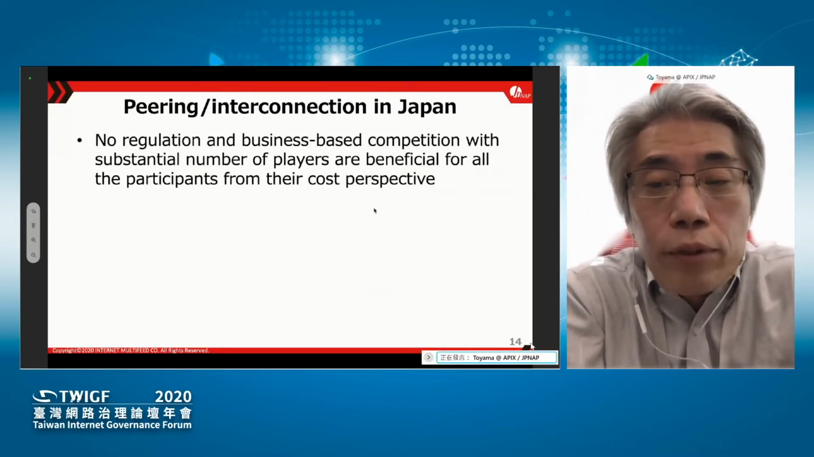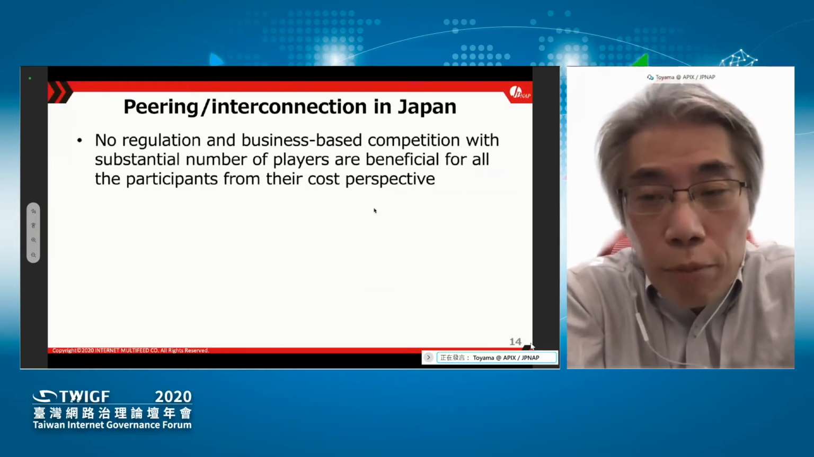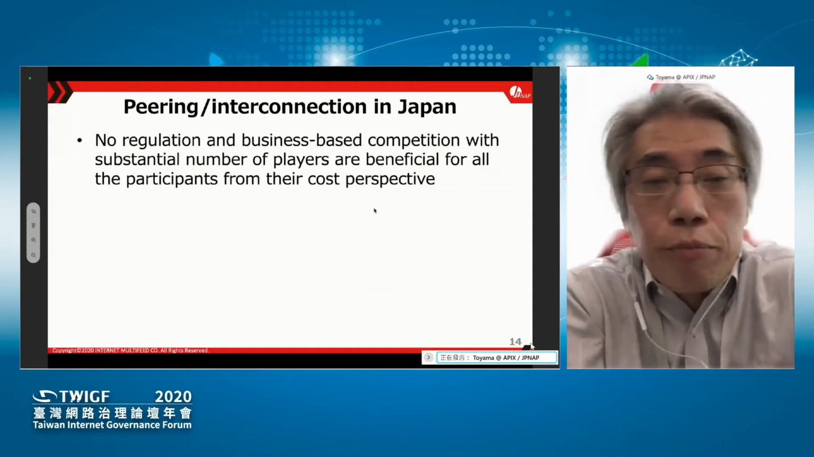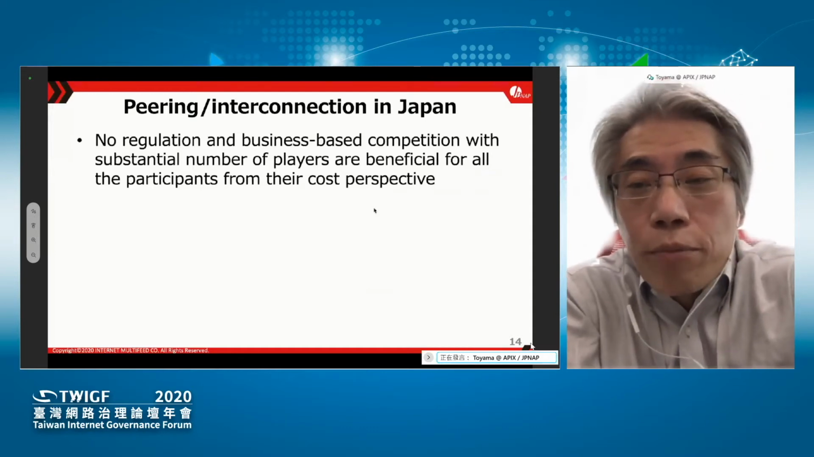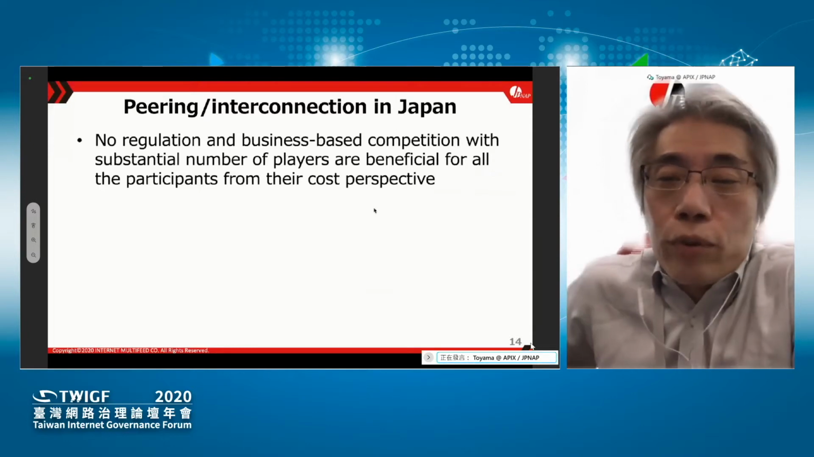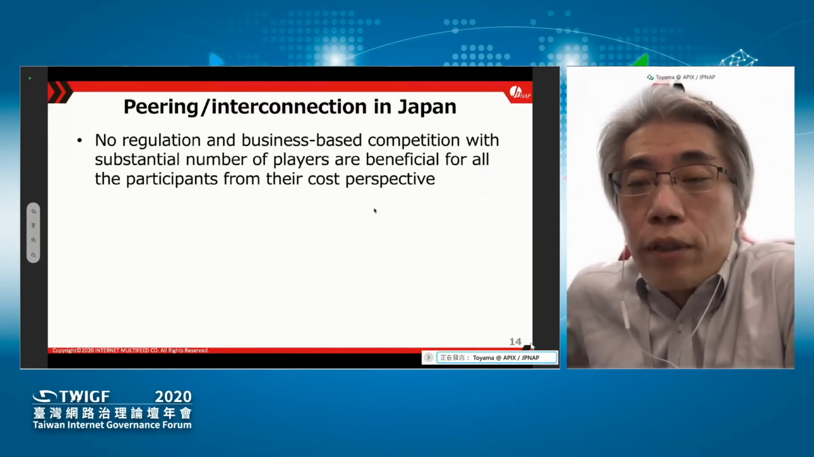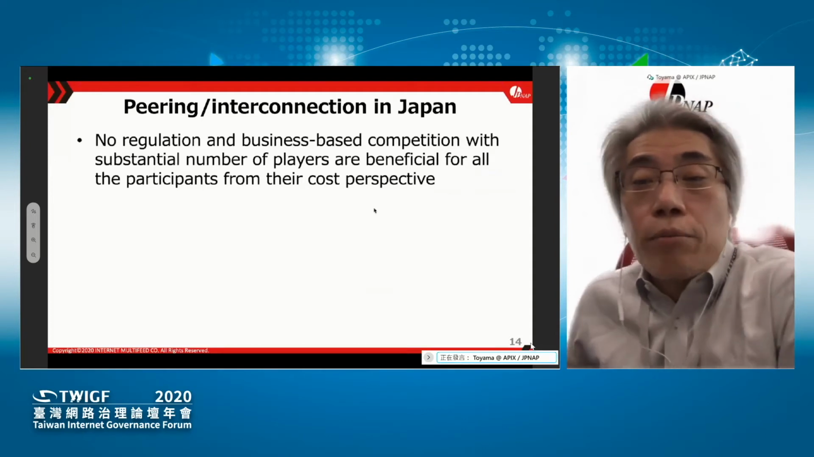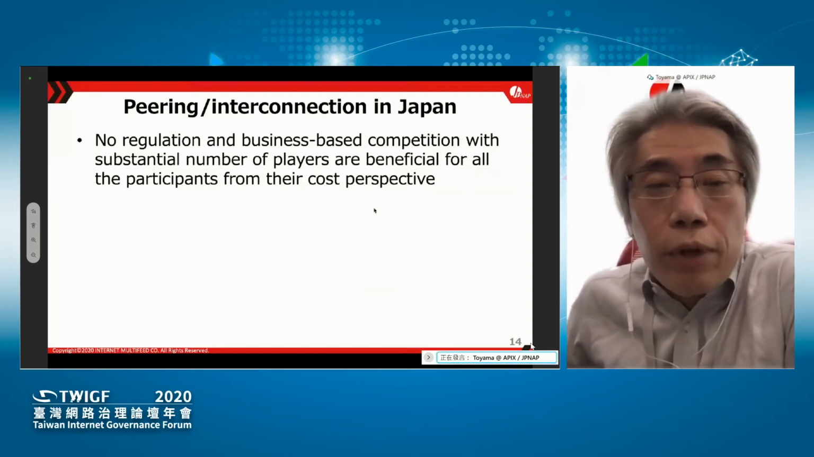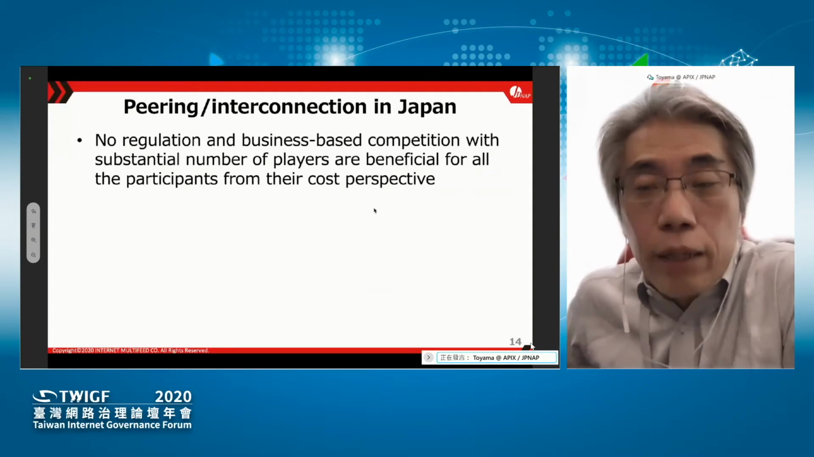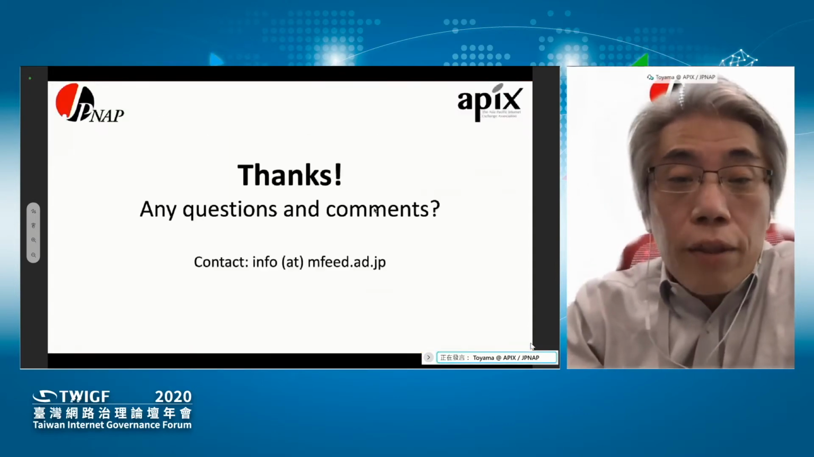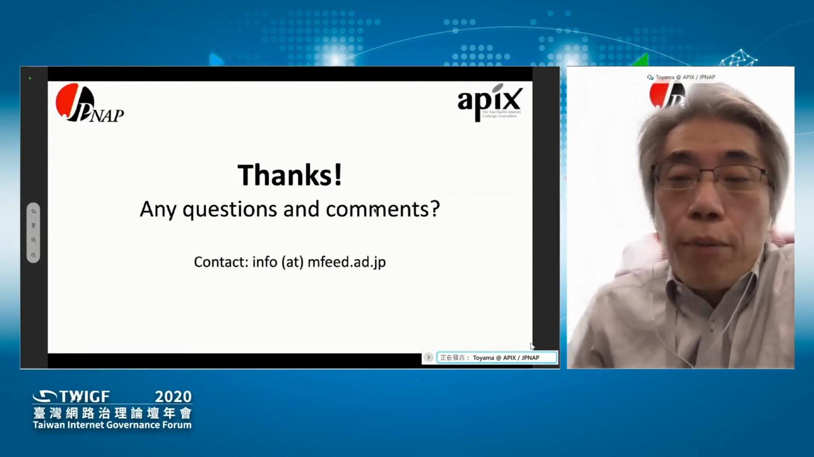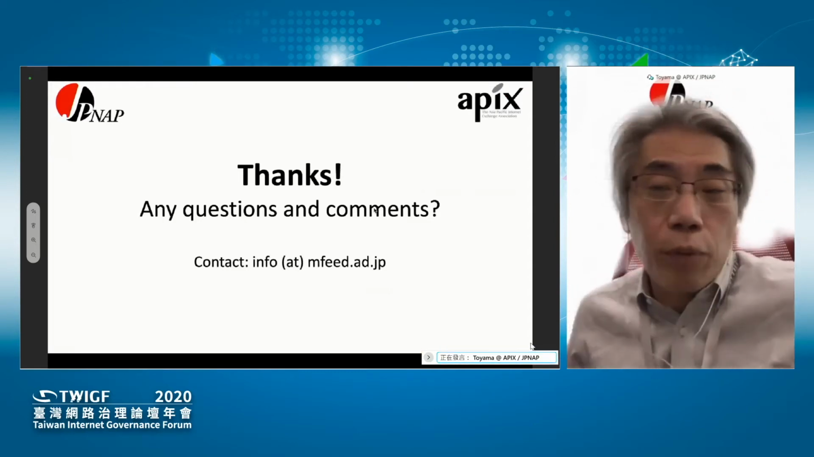And of course, I have to mention the regulation. There is almost no regulation from the government or regulators about internet exchanges and peering. I've heard that in some Asian countries, sometimes the government or regulator regulates peering with each other, even for the bigger guys. But in Japan, there is no such regulation. So every player peers with each other on their own policy and business basis. Okay, so this is just a brief explanation about APIX and the peering and IXP business model situation in Japan.